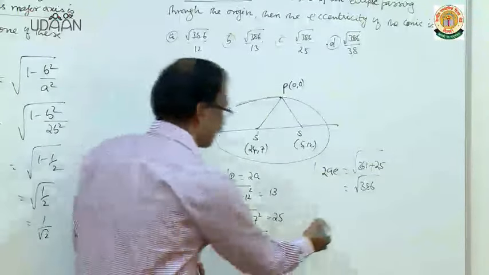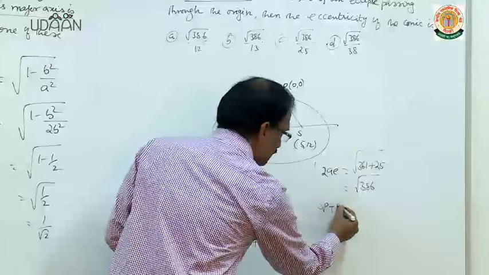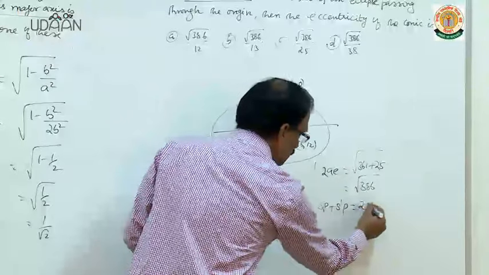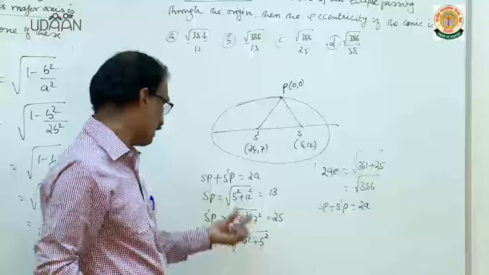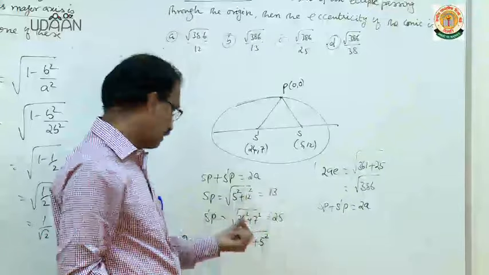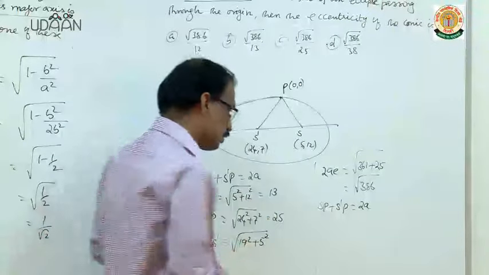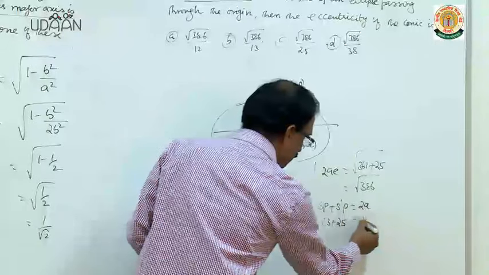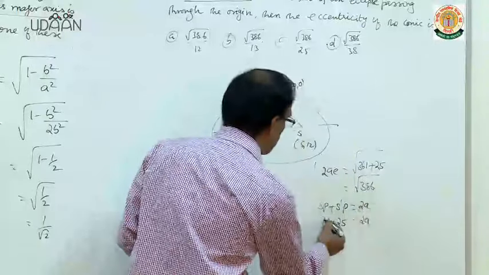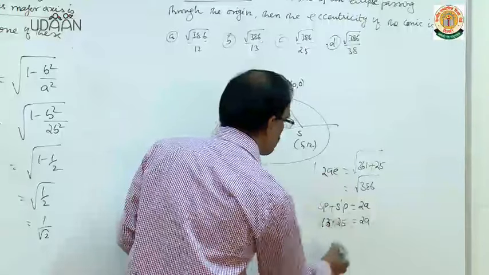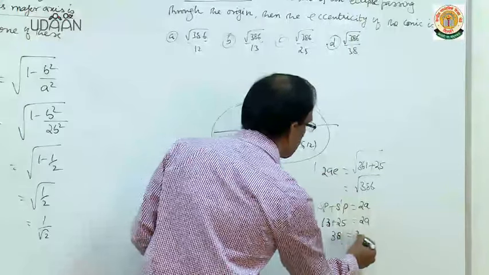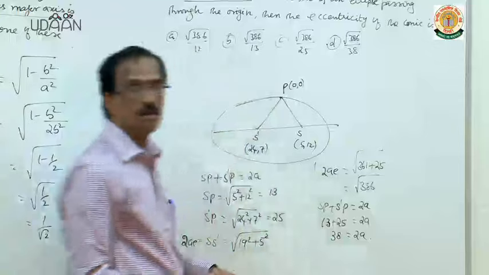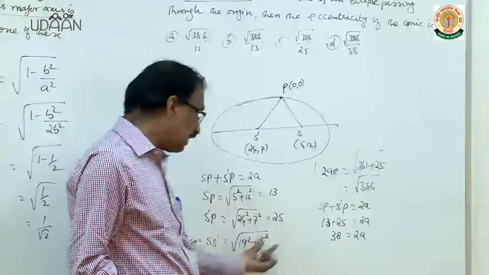What do we know? SP plus S'P equals 2A. So what is SP? 13. What is S'P? 25. So 13 plus 25 equals 2A. That means 38 equals 2A. We got 2AE and 2A.